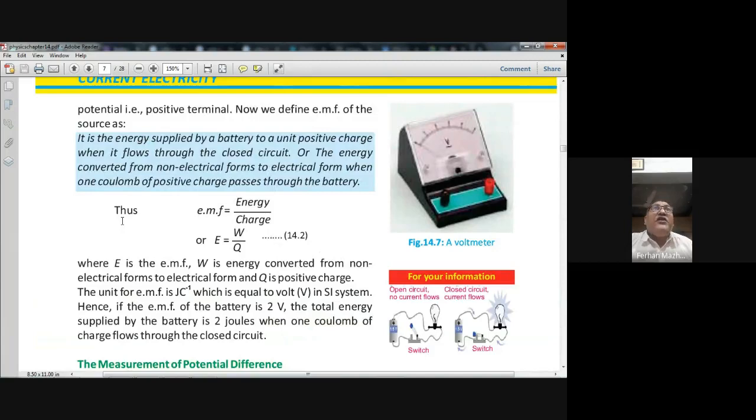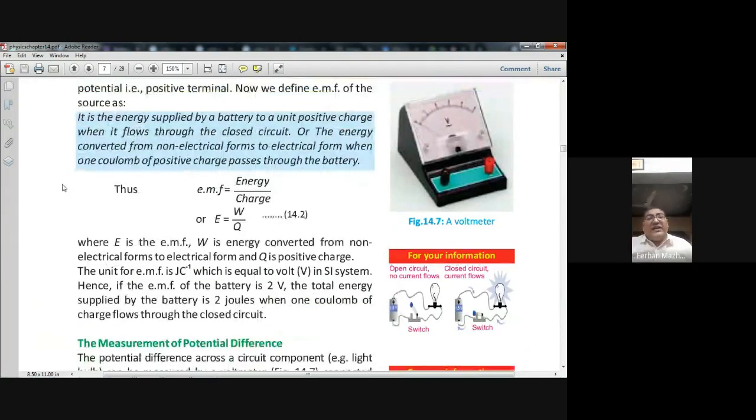So the definition of the EMF of any battery or a cell is, you see, it provides energy. What happens in the cell? The chemical potential energy is converted into electric energy.